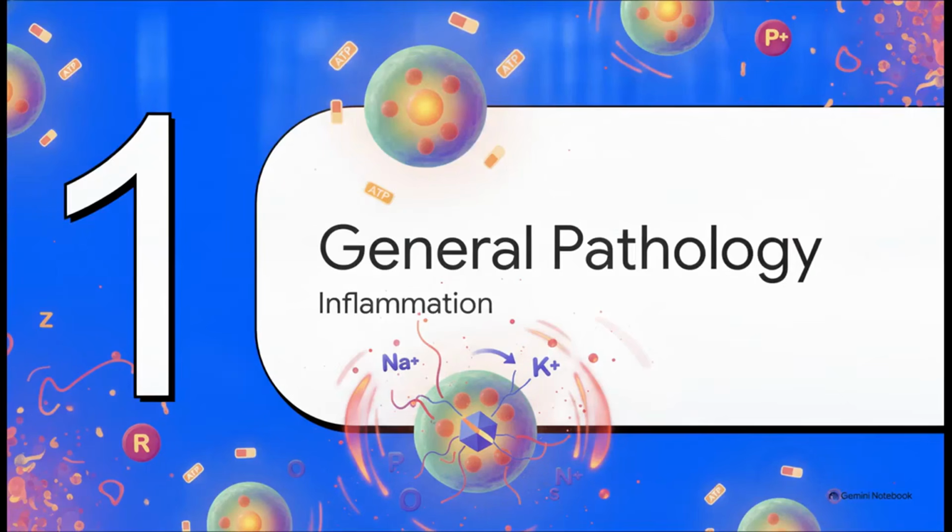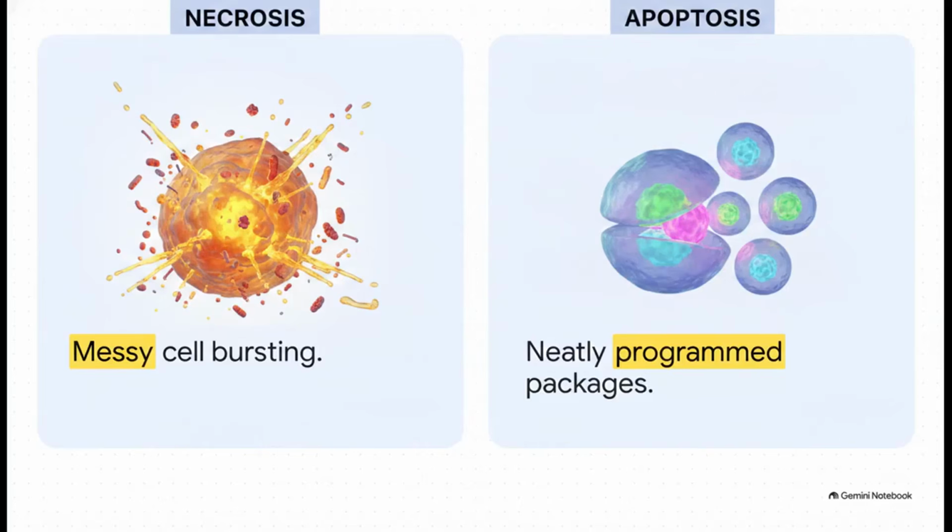Section 1, General Pathology and Inflammation. This is where all disease truly begins, right down at the cellular level. When a cell loses its ATP power source, the whole balance fails, setting off a really fascinating, yet pretty destructive chain reaction. So think about cell death in 2 completely different flavors.